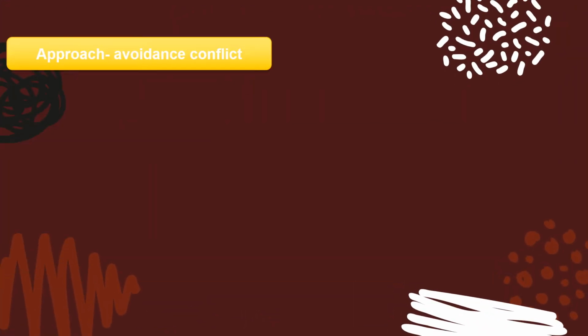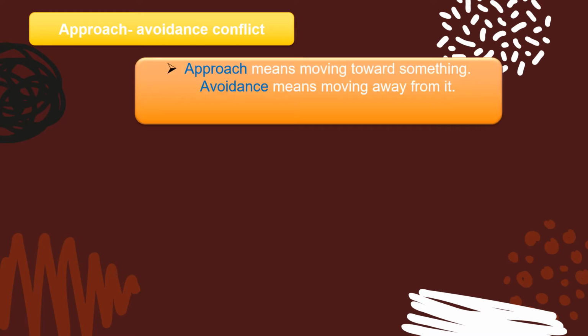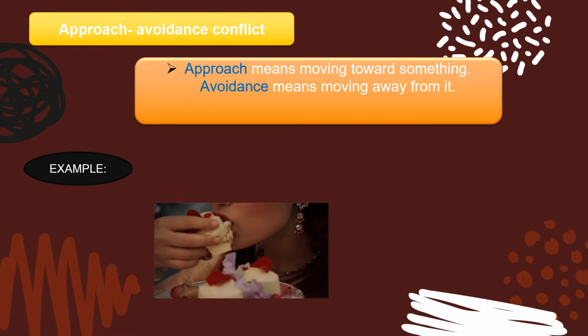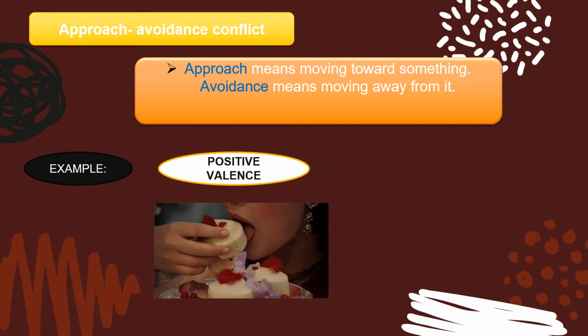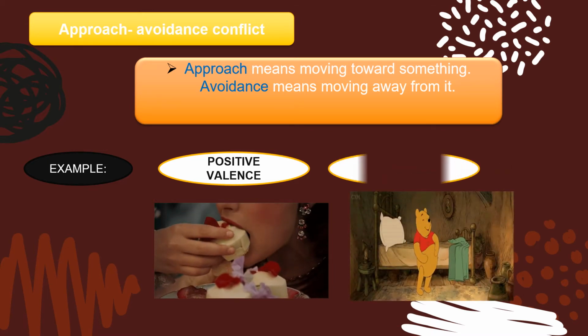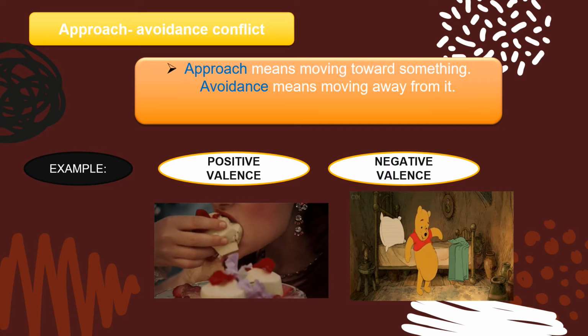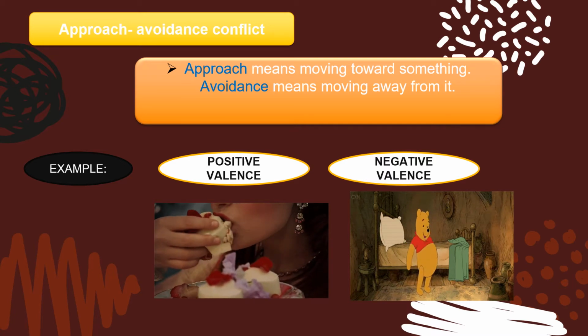Next is approach avoidance conflict. Approach means moving toward something. Avoidance means moving away from it. For example, if a person wants to eat a cake, it's a positive valence, but also wants to avoid gaining weight, it's a negative valence. This constitutes an approach avoidance conflict that has to be solved.